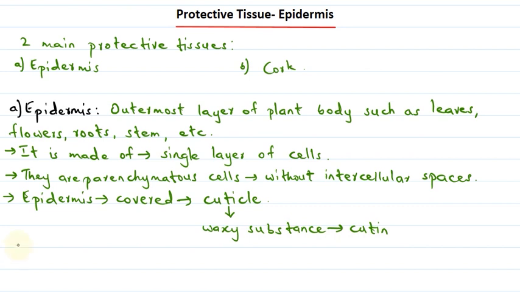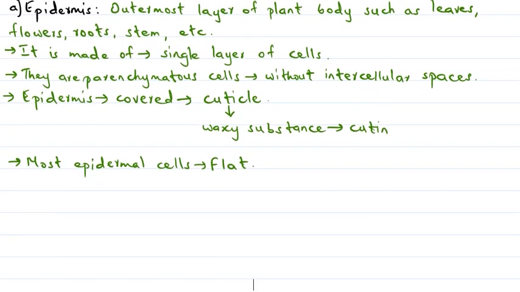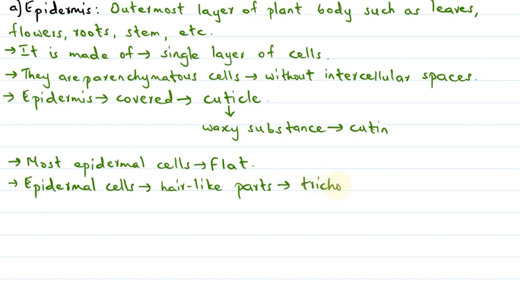Now most epidermal cells are flat. So if we talk about most of the epidermal cells, we can say that most of them are flat. Their outer side and the side walls are thicker than the inner wall, and the epidermal cells have long hair-like parts. So these epidermal cells have long hair-like parts, and these hair-like parts are known as trichomes.